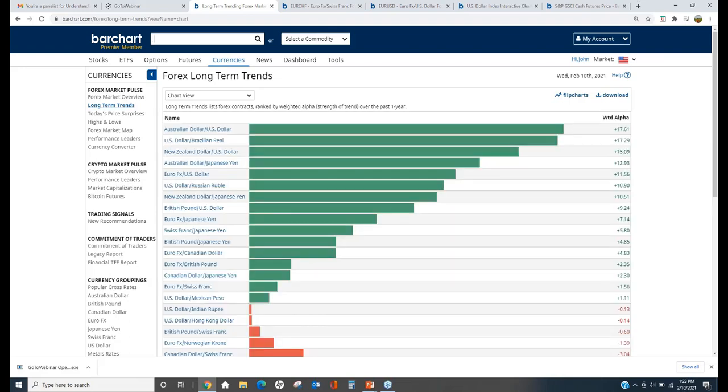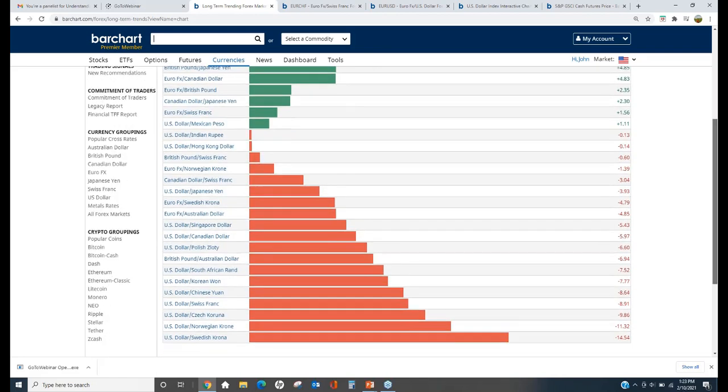All right, so what this page does for us is give us a nice picture, in other words, a chart view of markets that are in longer term trends. Notice that it says this longer term trend is what has happened over the past year. You can see a variety, not only those performing well to the long side or strengthening, but also those that are weakening.